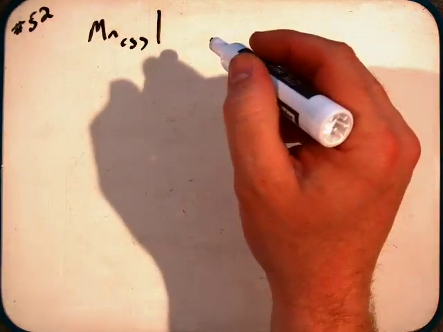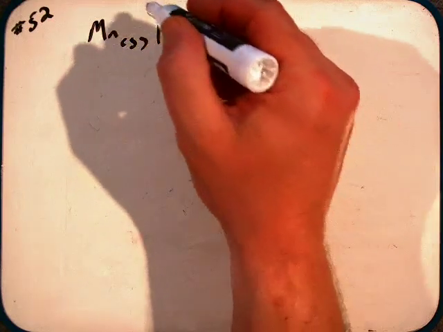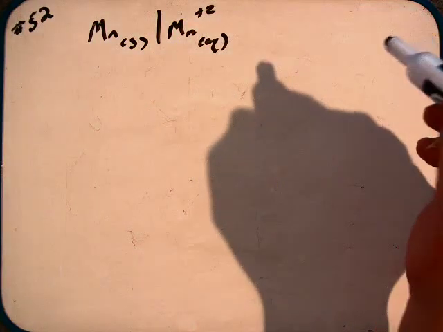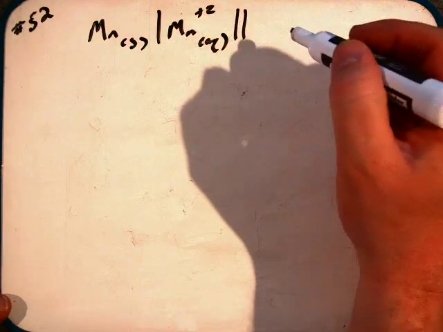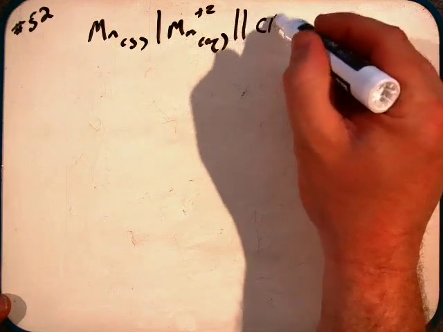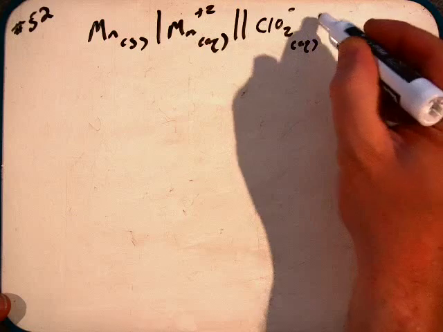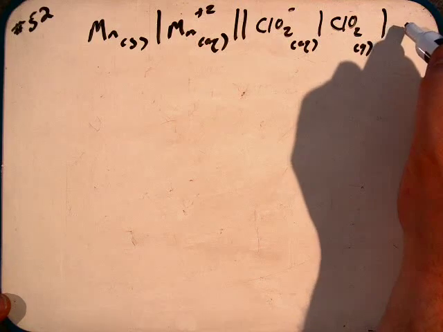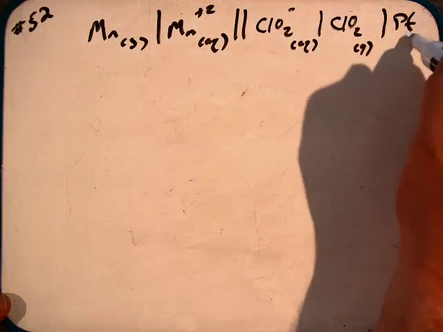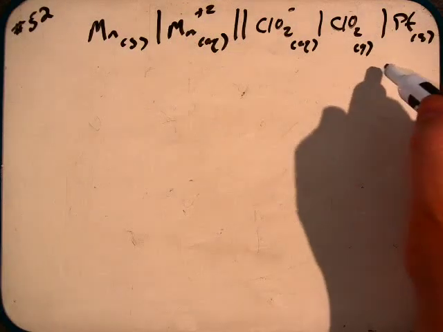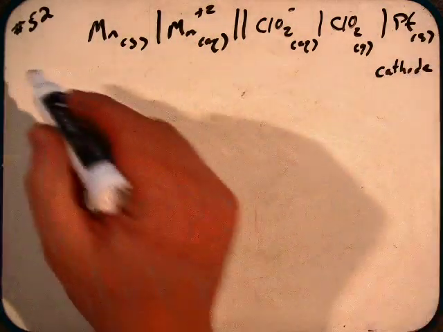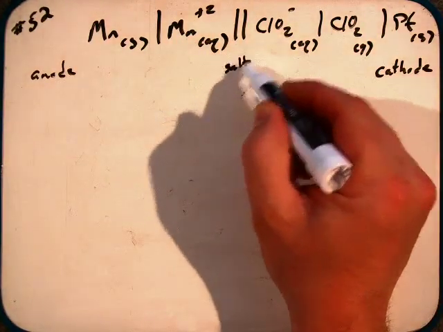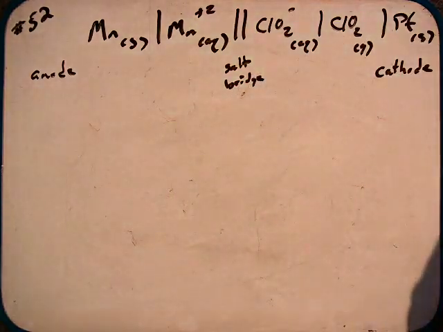So our cell involves our anode, which is manganese, going to manganese plus 2, and then we have a salt bridge, and we have ClO2 minus, that's aqueous, Cl2, that's gaseous, that's uncharged, and then platinum as our cathode. So we have our cathode on the right, we have our anode on the left. And then remember, our salt bridge is right in the middle.